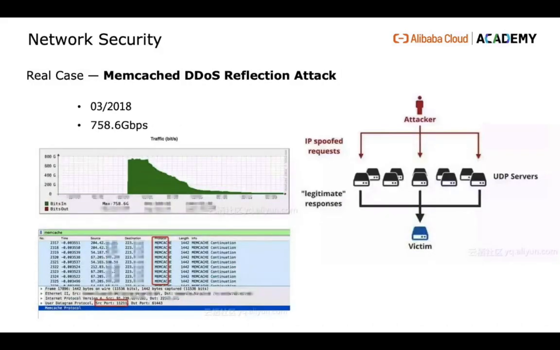Another case happened in the year 2018. This time, the hacker leveraged a feature of many Memcached servers: when those Memcached servers received a particular request, they would return several packets in response.